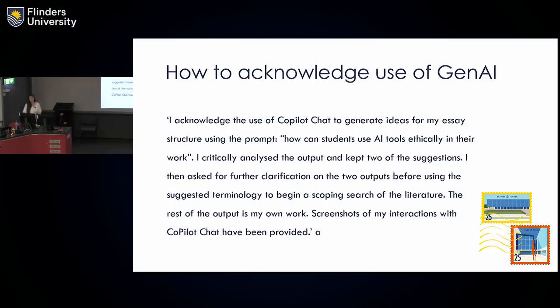I acknowledge the use of Copilot Chat to generate ideas for my essay structure using the prompt, how can students use AI tools ethically in their work? I critically analysed the output and kept 2 of the suggestions. I then asked for further clarification on the 2 outputs before using the suggested terminology to begin a scoping search of the literature. The rest of the output is my own work. Screenshots of my interactions with Copilot Chat have been provided.